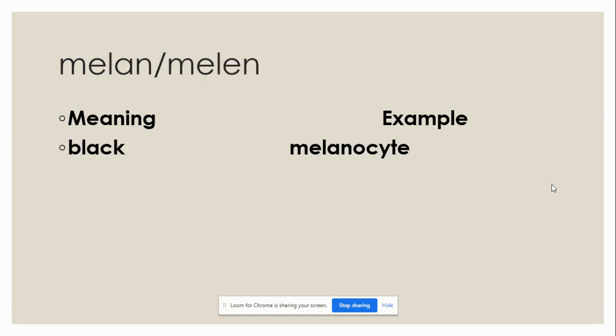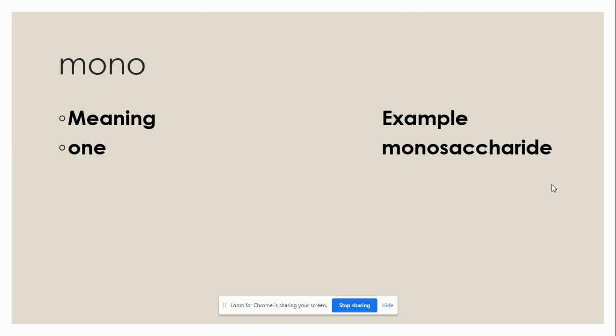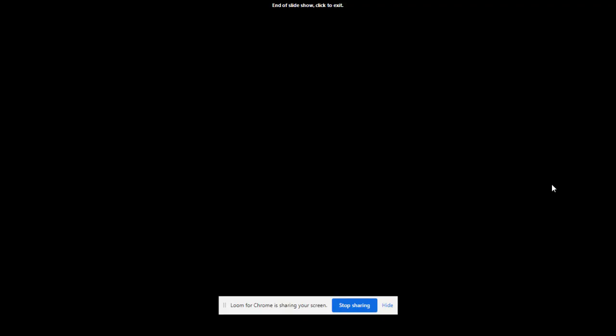Melon can be spelled also 2 different ways, either with an A at the end or an E at the end. It stands for the color black. So a melanocyte is a black cell. Micro means small. Like a microscope is used to look at small things. Microorganisms are very small organisms. And mono means one. So monosaccharide stands for one carbohydrate. And I believe that is our last term for chapter 4.